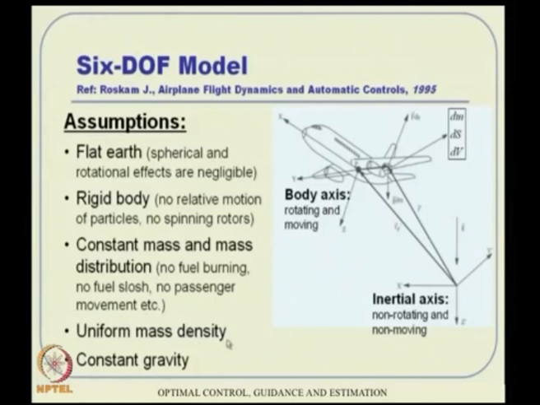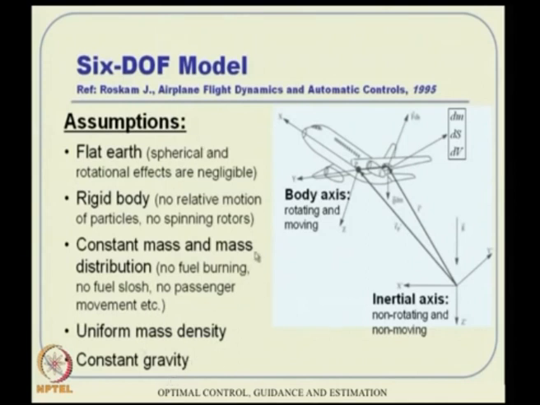Then again we assume constant gravity. Gravity force remains constant throughout the airplane body, which is very much justifiable, since the aircraft is such a small object compared to the earth's dimensions. Theoretically speaking, gravity can vary with height, but we don't have that much height variation here that we would need to account for gravity variation with respect to height. So we'll not talk about that.